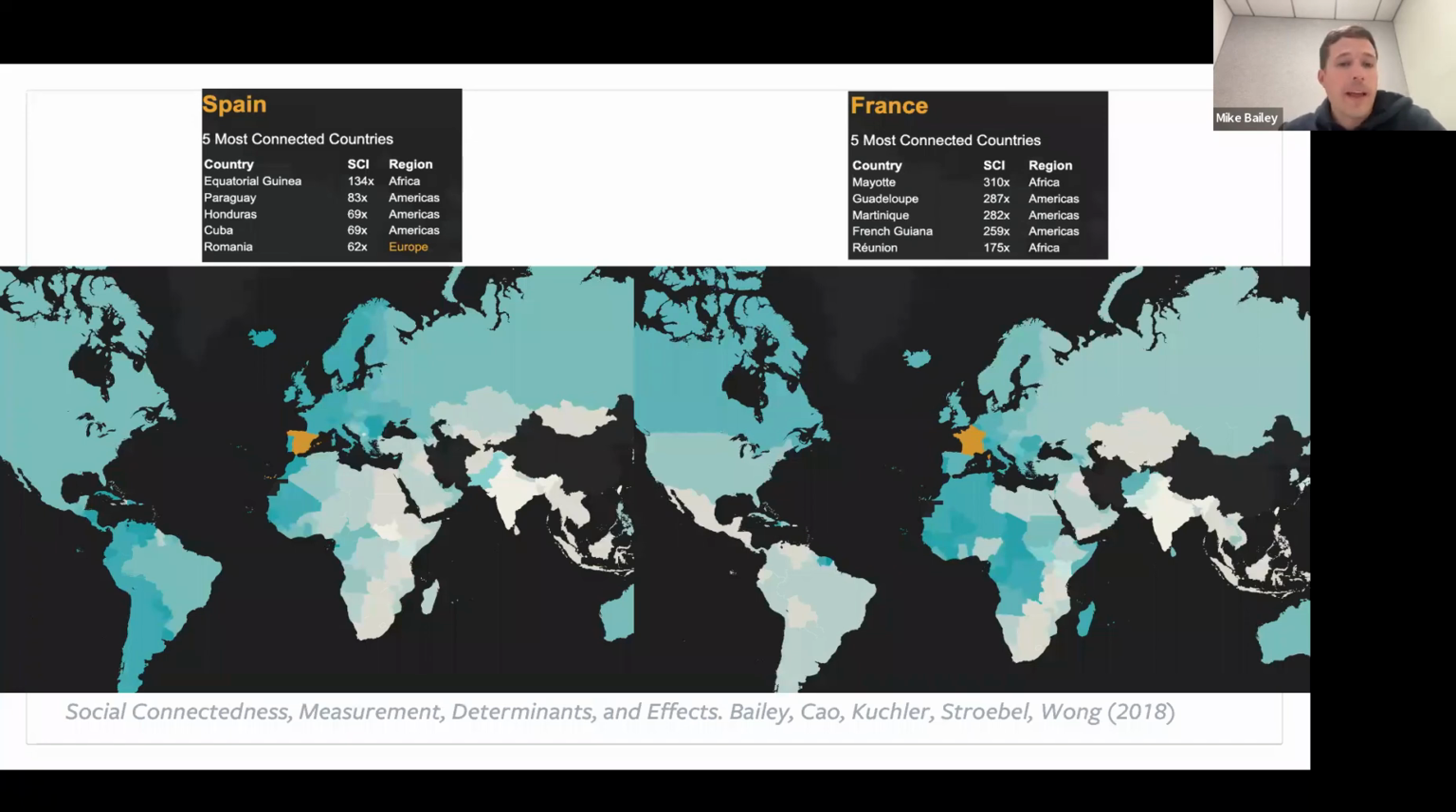This data is, by the way, fully open to the public, so any of you can go and download this data and play around with it.